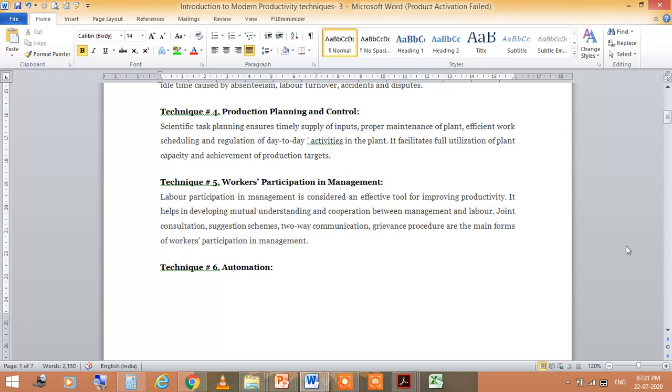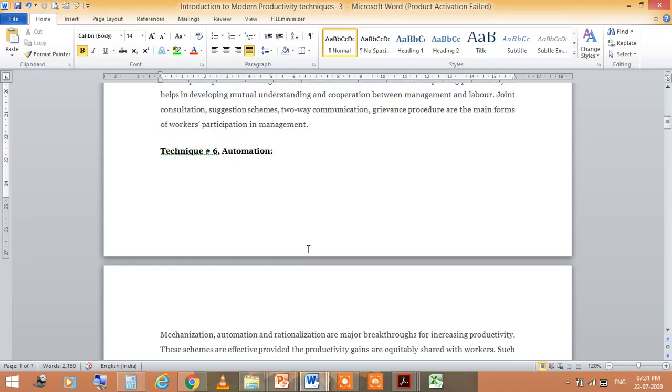Now the fifth technique is workers' participation in management. In this, labor participation in management is considered an effective tool for improving productivity. It helps in developing mutual understanding and cooperation between management and labor. Joint consultation, suggestion schemes, two-way communication, grievance procedure are the main forms of workers' participation in management.